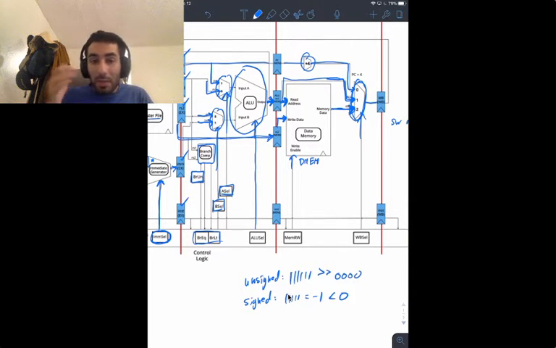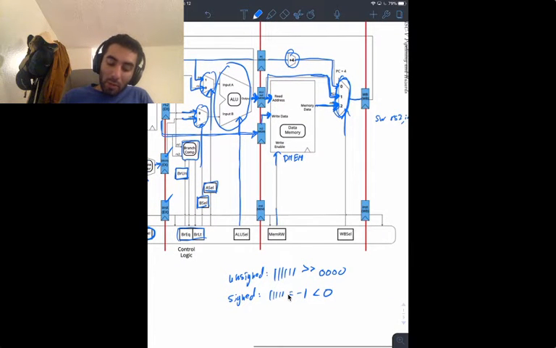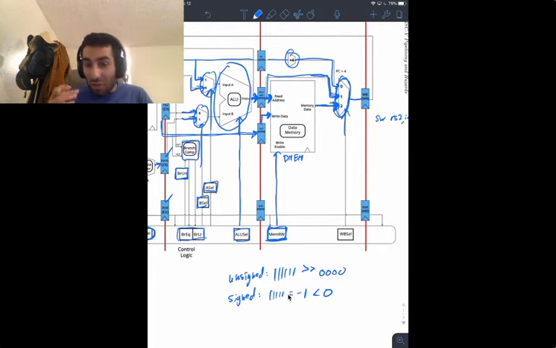For jumps and branches and loads and stores, I want those all to be adds, because usually for all of those, you're adding something to a memory address. Memory read write is a signal that just tells us whether or not we should be reading or writing from memory. Basically, for any instruction that is not a store, you should be reading from memory.